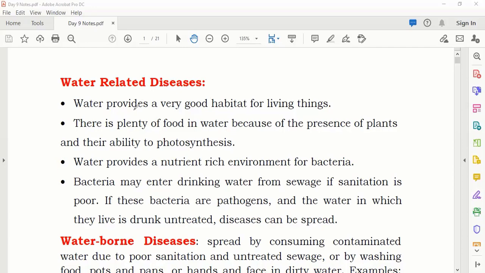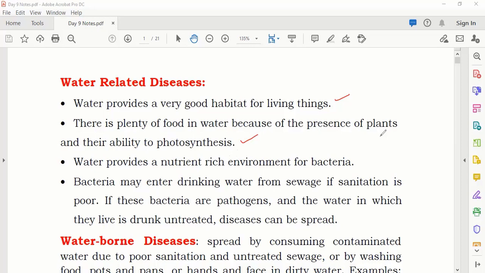So here, why is water suitable for the spread of those diseases? Because water provides a very good habitat for living things. We know that water is the basic need for any organism or any living thing. Water is a basic necessity for that particular organism. Now they're saying there is plenty of food in water because of the presence of plants and their ability to photosynthesize. Even inside the water, you will find a lot of food for different organisms, especially microorganisms.